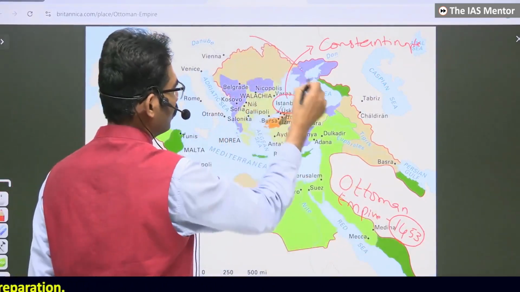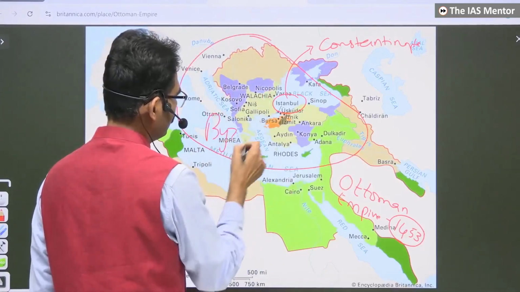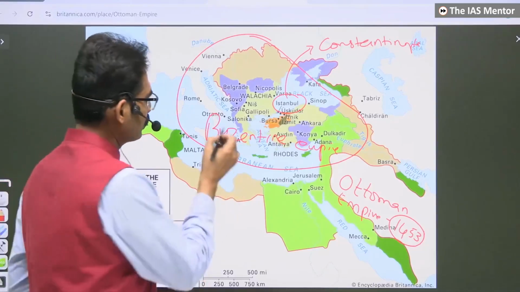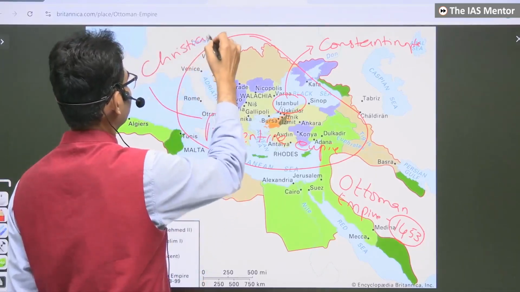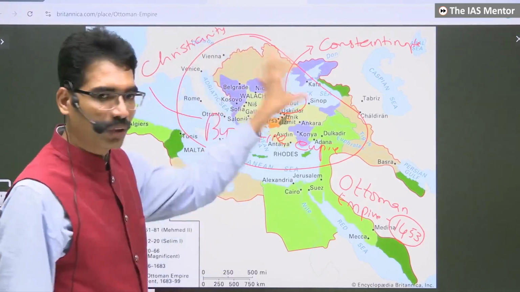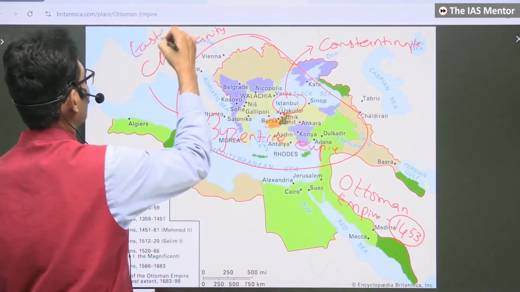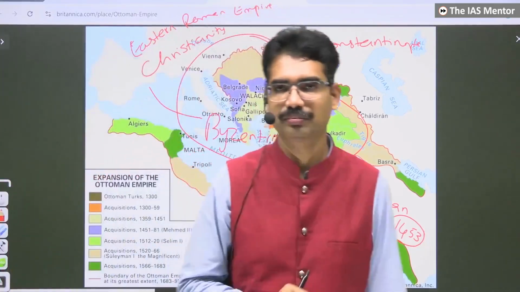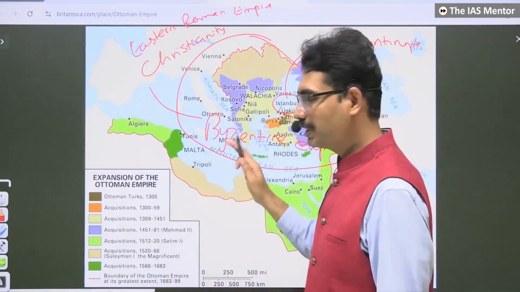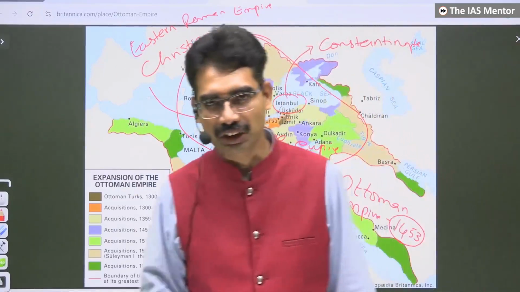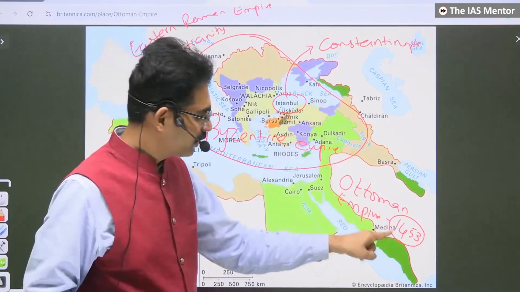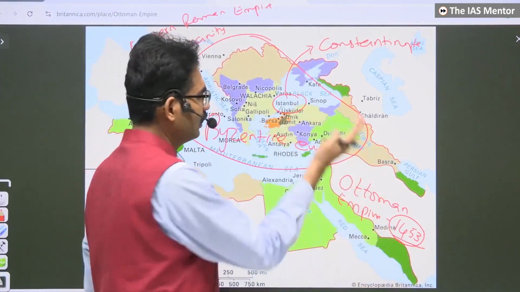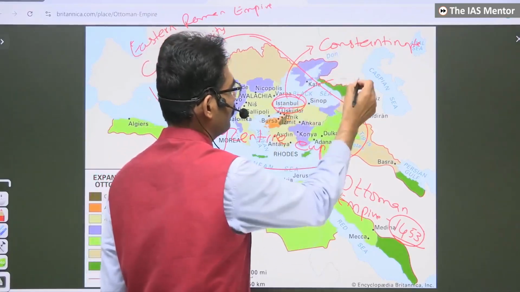Earlier, all these areas were under the Byzantine Empire. The Byzantine Empire was following the religion Christianity. It is known as the Eastern Roman Empire. Getting connected? Eastern question. Eastern Roman Empire, also known as Byzantine Empire. Official religion was Christianity. Up to 1453, the capital was Constantinople. Now, in 1453, Ottomans expanded and they captured Constantinople. Later, it even became known by the name Istanbul.